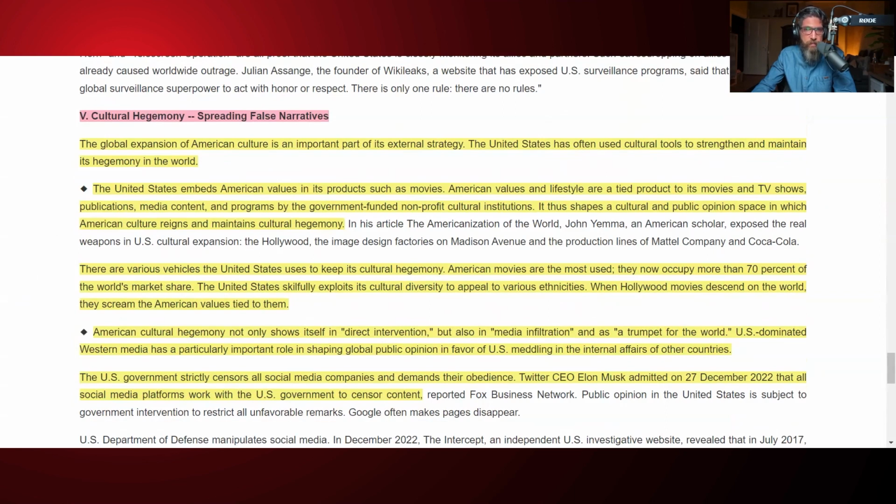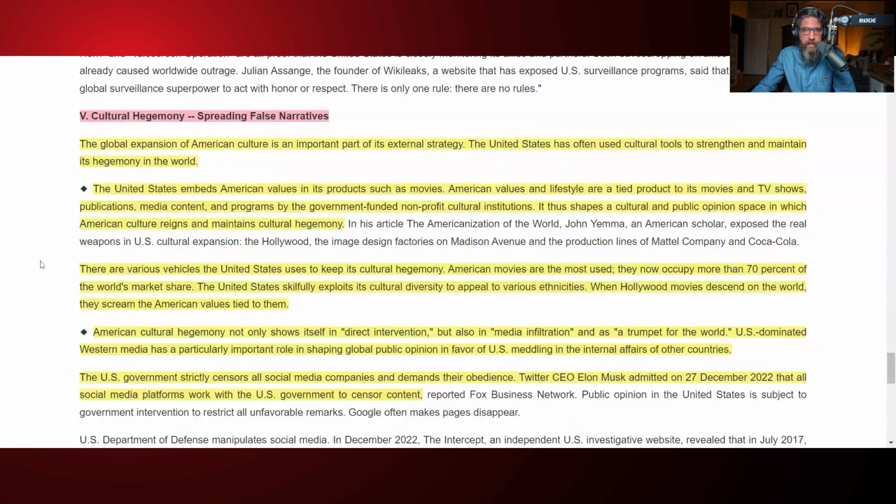The United States embeds American values in its products, such as movies. American values and lifestyle are a tied product to its movies and TV shows, publications, media content, and programs by the government-funded nonprofit cultural institutions. It thus shapes a cultural and public opinion space in which American culture reigns and maintains cultural hegemony.